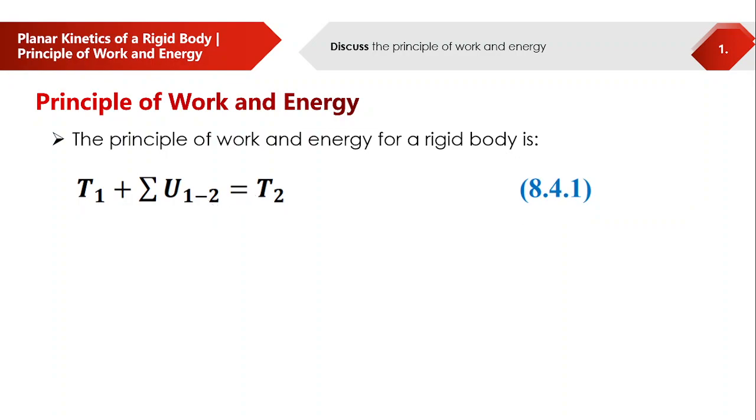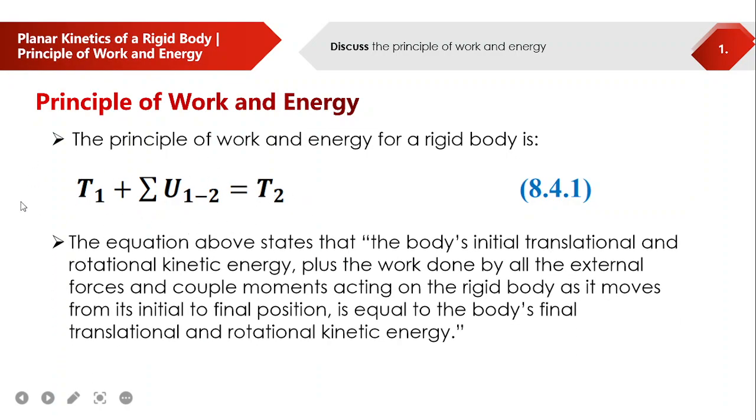We know this. We did derive this one in our lesson 7, and it's also applicable here in planar kinetics of a rigid body work and energy. So, it's the same, no? The sum of the initial kinetic energy of your body and your total work done by all the forces present on our rigid body is equal to the final kinetic energy. Okay, so that will be T sub 1 plus summation of U sub 1 to 2 is equal to T sub 2. Okay, this is the general formula when we are talking about the principle of work and energy.